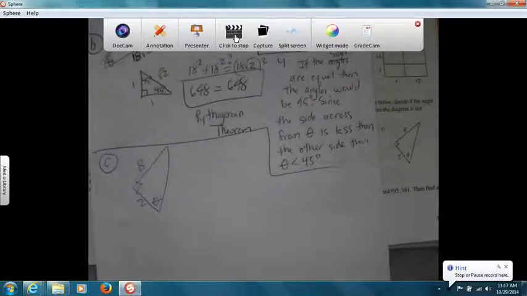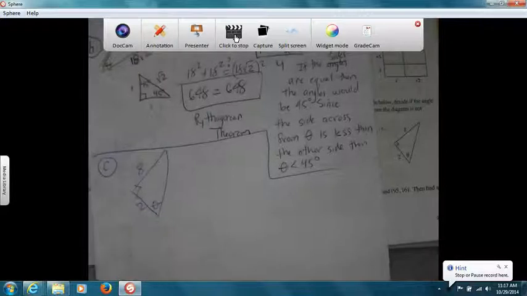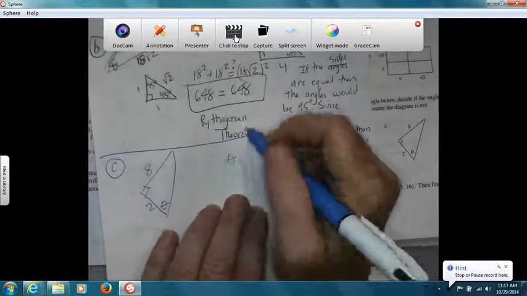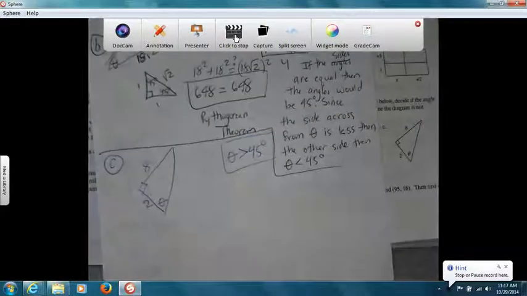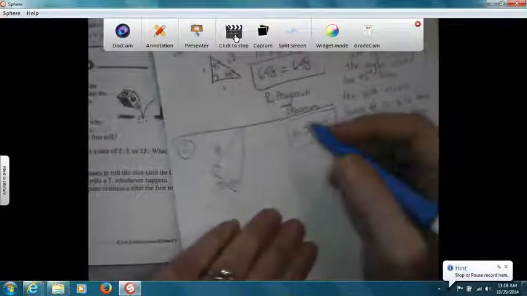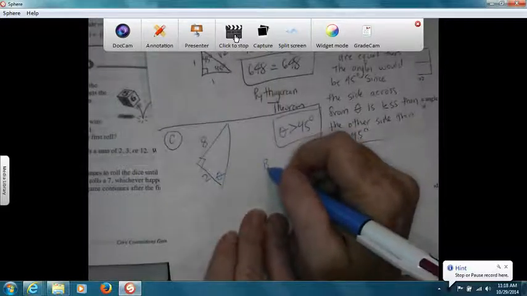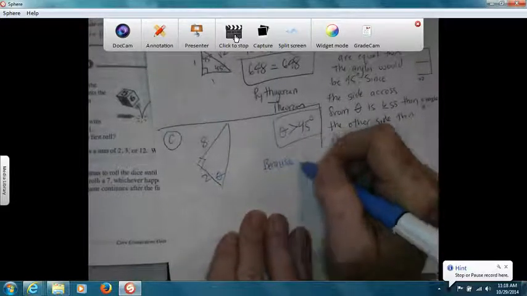So what does the rest of the class think about theta? Do you think theta... Huh? Theta is greater than 45. Why? Because theta goes to 8 and the other one goes to 2. And because the side across from theta is greater than the other side? Okay, that is your reason. Theta is greater than 45 degrees.